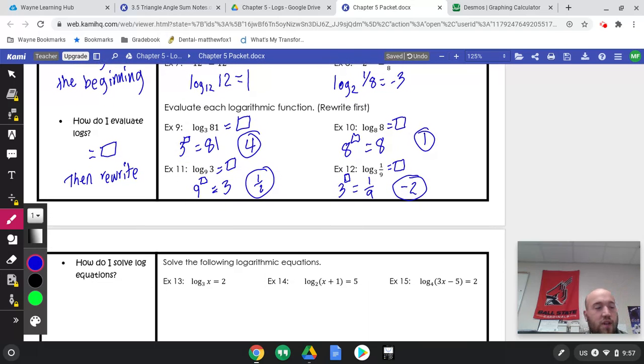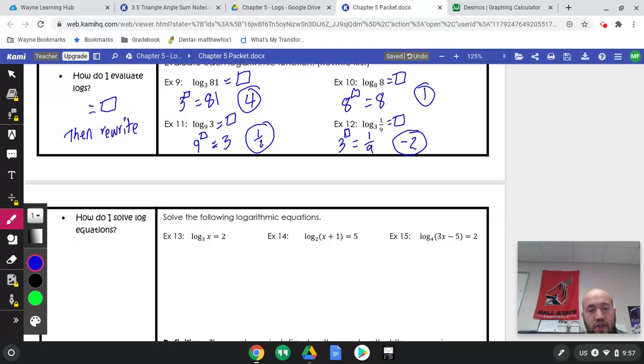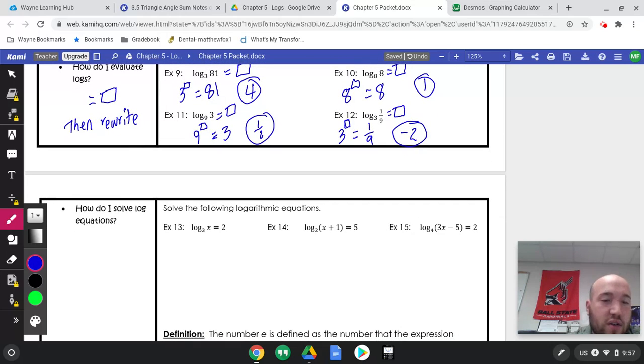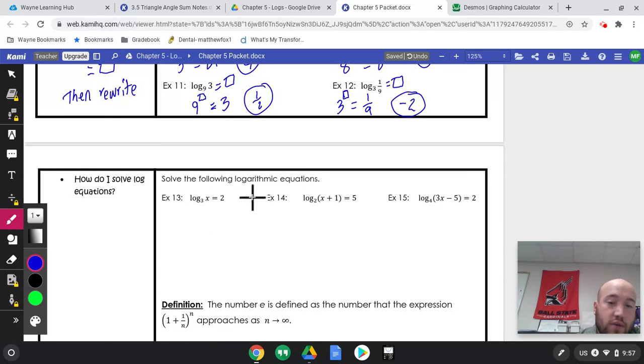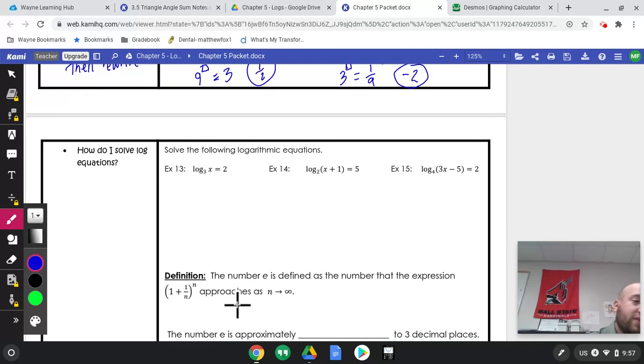All right, so go ahead and flip it over to the back now, and we're going to talk about how we solve log equations. So in this case, this is the really useful part about a log, is we can solve this equation, log base 3 of x equals 2. Now, in order to solve this, the first step I recommend you do is rewrite it. So let's rewrite this in exponential form, and then after we do that, we can just solve.